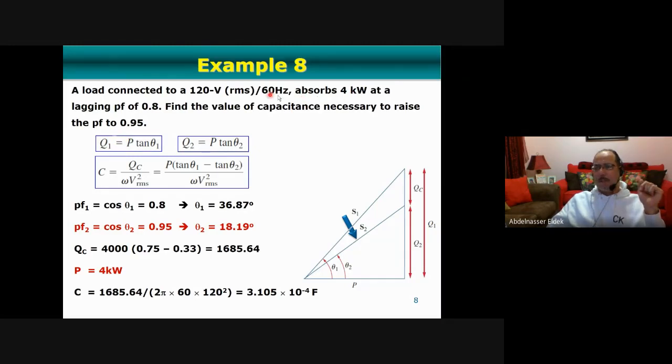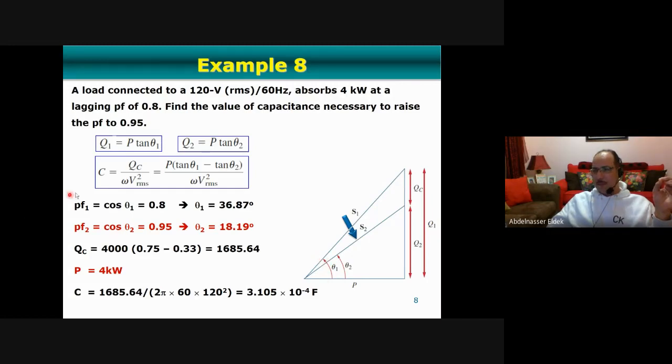So this is the absorbed power, 4 kilowatts, at a lagging power factor, which means this is an inductive load, 0.8. So the power factor is 0.8.